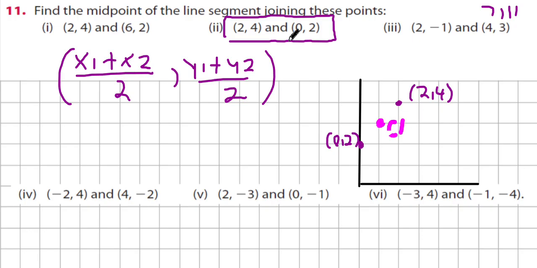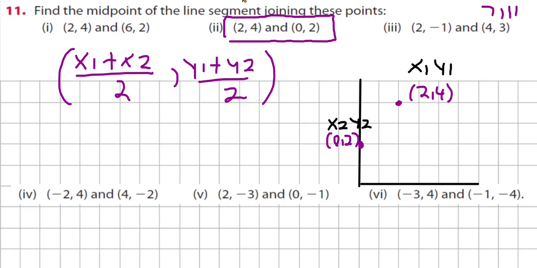What point is that? 1 across and 3 up. It's the point 1, 3. Are we happy with the point 1, 3? Now, you aren't always going to draw a diagram. Sometimes you're going to use the formula most likely. So here's what we're going to do. We're going to pretend the diagram doesn't exist for a minute. We're going to call 2, 4, x1 and 0, 2, x2.